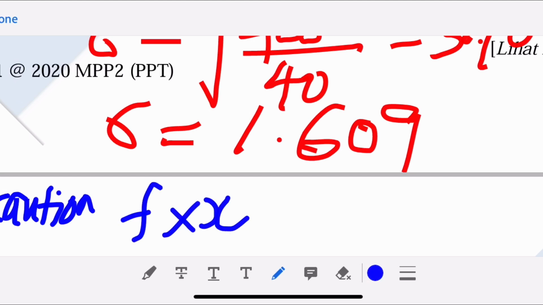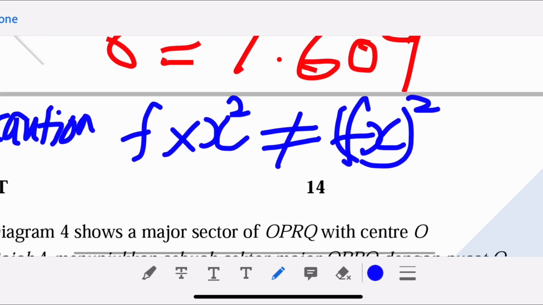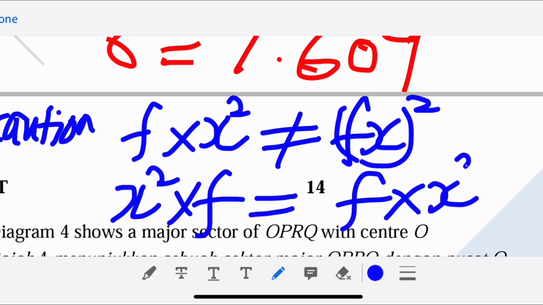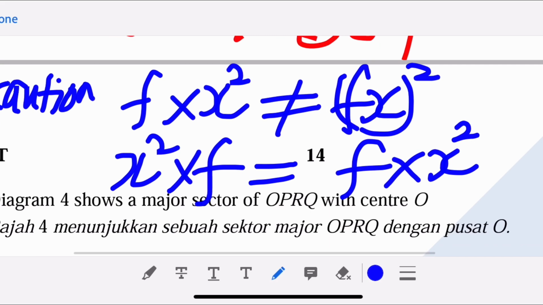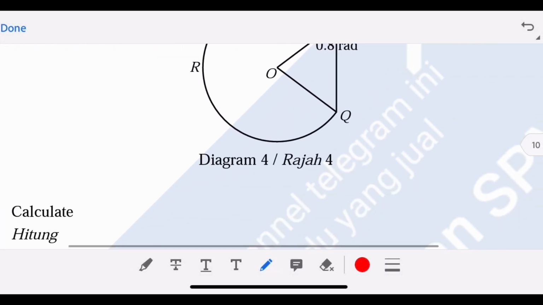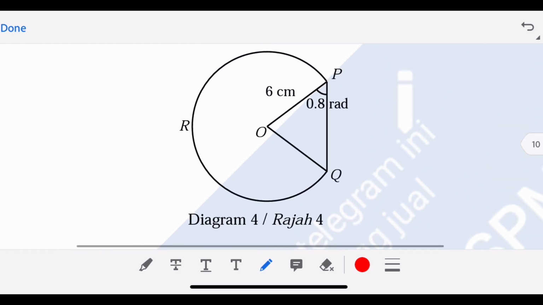Alright. Now I just want to remind you that frequency times the x square is not equal to fx, the whole thing square. Alright. So it's x square times f, or f times x square. Bear in mind that frequency never square. Okay, that's about the statistic.